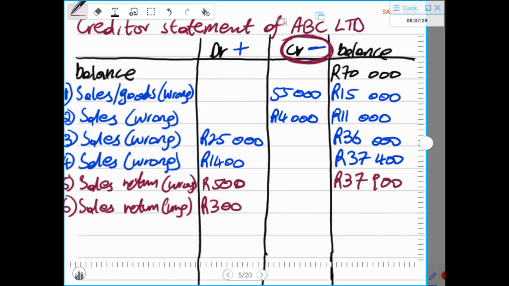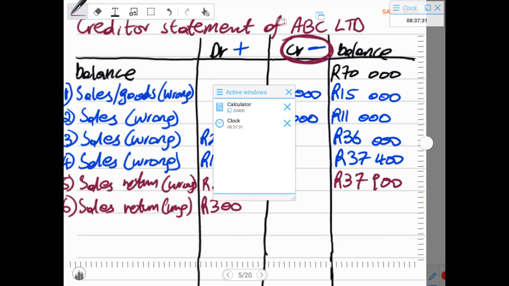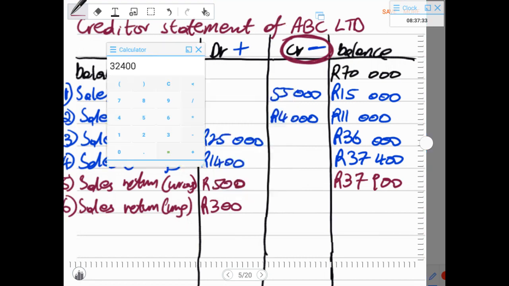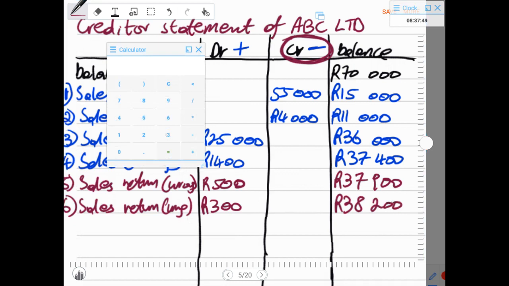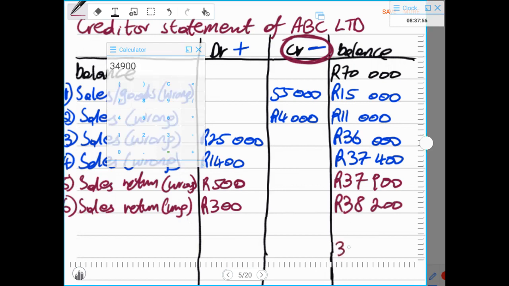So now let us check how much could have been a balance, or how much is currently a balance, by saying 37,900 plus 300. So this will end up to 38,200 rands. But had the correct amount been recorded, it was going to be 37,900 minus 3,000 rands. So we can see that the correct balance was supposed to be 34,900, but we have 38,000.